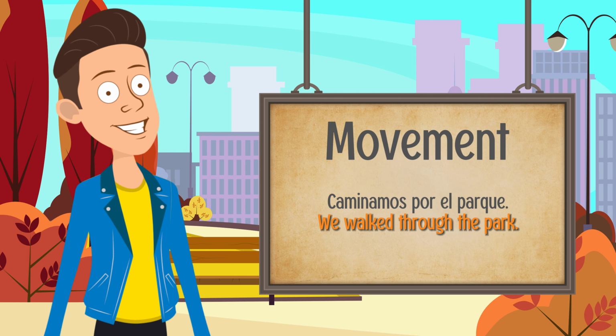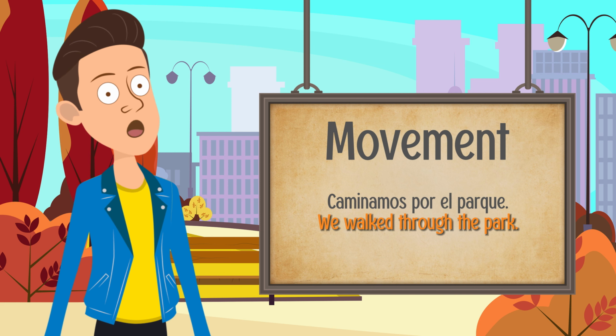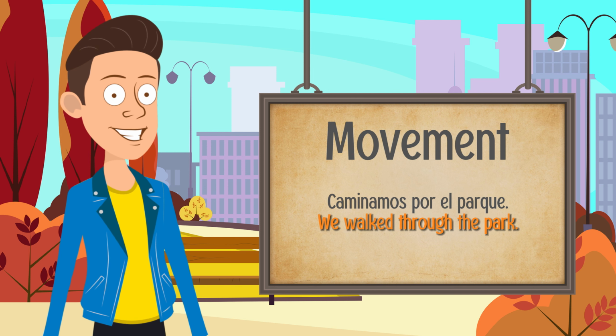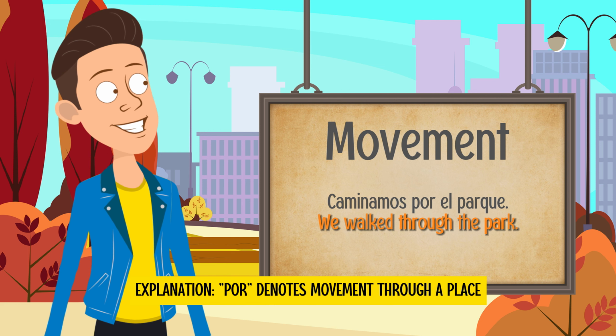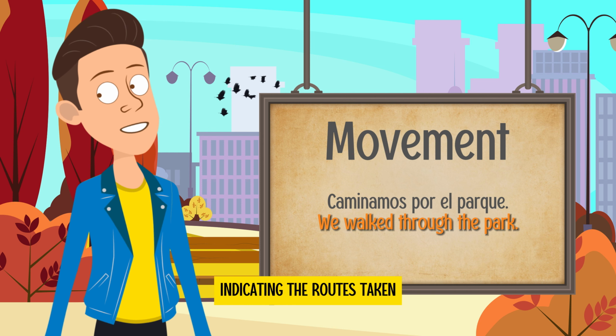Movement. Caminamos por el parque. We walked through the park. Explanation. Por denotes movement through a place, indicating the route taken.